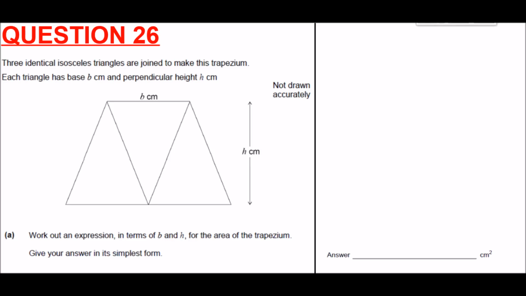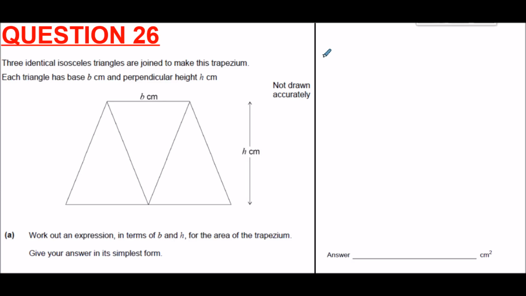Question 26. We've got 3 identical isosceles triangles joined together to make a trapezium. Each triangle has base b and a perpendicular height of h. We need to work out an expression in terms of b and h for the area of the trapezium. We're told that the isosceles triangles that make it are identical, so we can use that fact to our advantage.